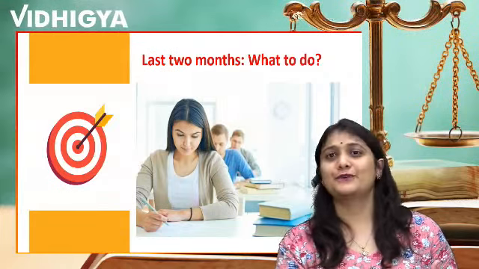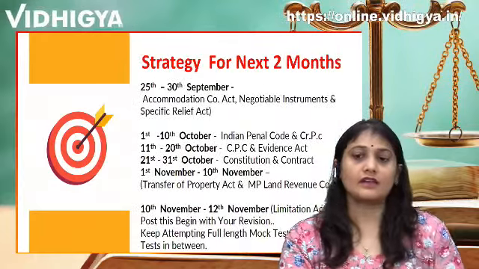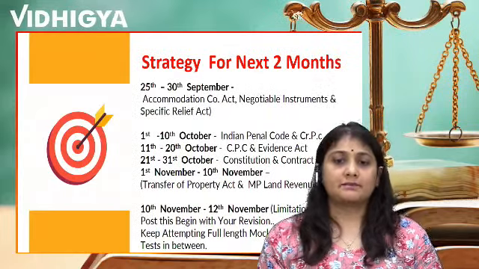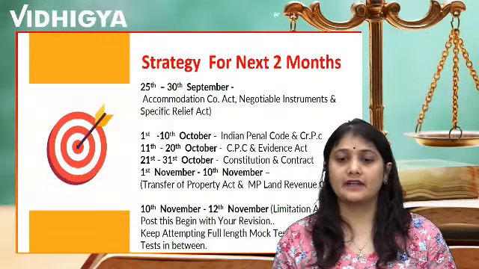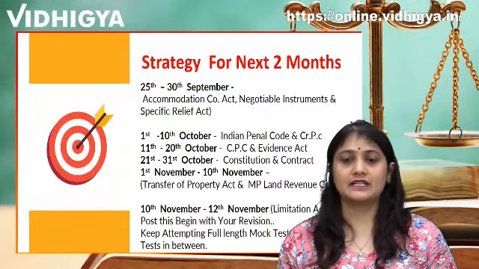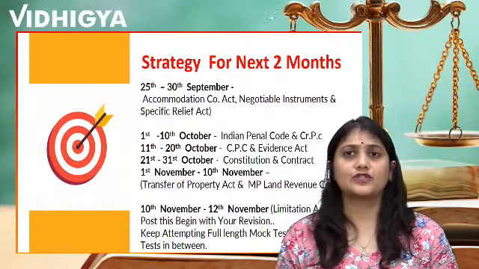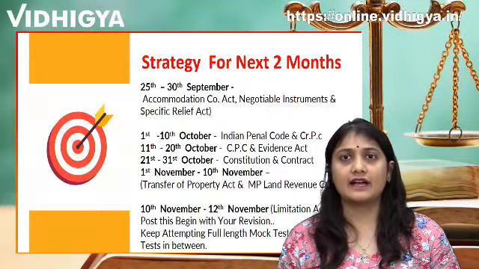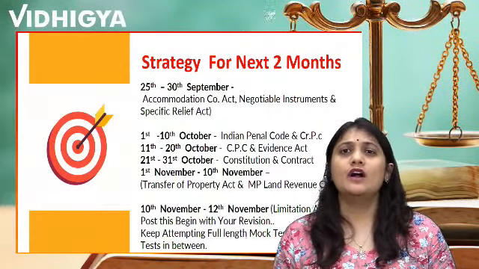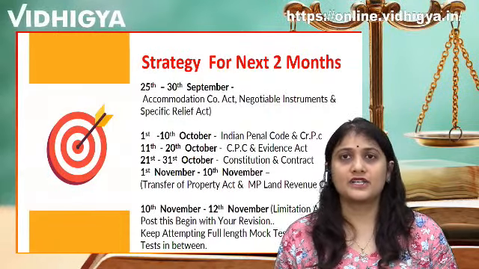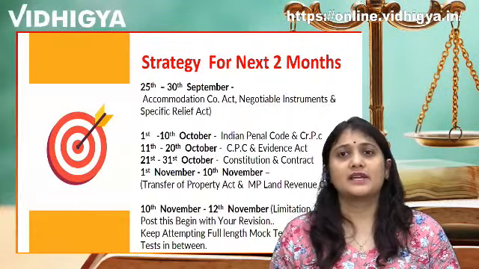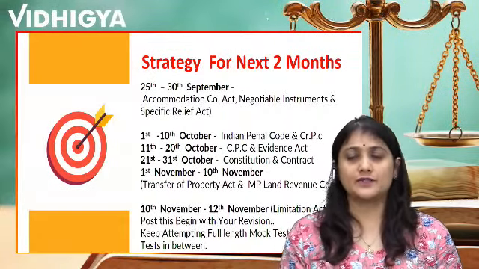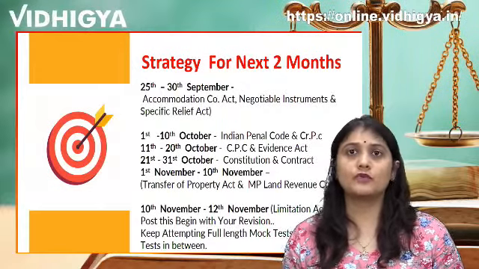Now, for the last 2 months, what shall we do? How should we plan it? From 25th September to 30th September, I'm giving you a study plan which nobody is going to give you right now. You can complete the minor acts first, like the MP Accommodation Act, the Negotiable Instruments Act and the Specific Relief Act. It will give you a feeling that you have studied a lot of subjects, and once you go into the bigger subjects, the major acts, you will feel okay, at least I know the minor ones. So you get into the groove of studying.